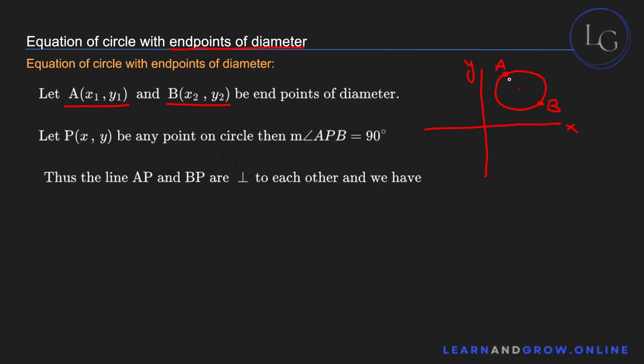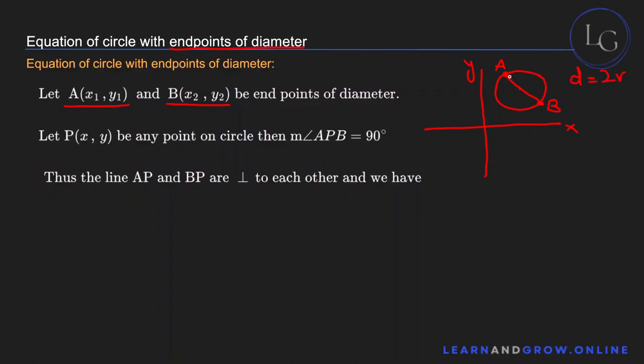And so if you draw a line from A to B, it cuts the circle into two equal halves, and so this is the diameter of the circle, right? And as you know, the diameter is 2 times the radius.